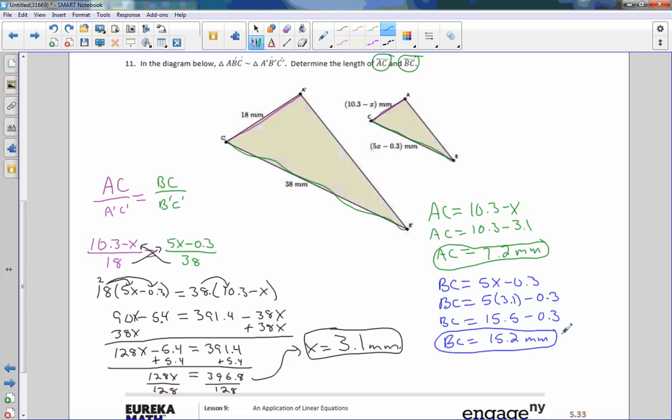Now we have answered the question. AC is 7.2 millimeters and BC is 15.2 millimeters.